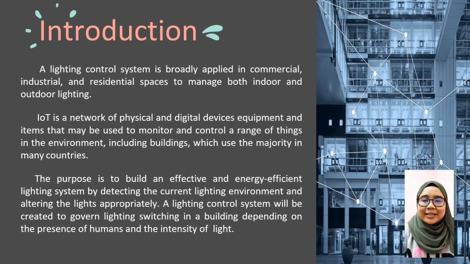For the introduction, a lighting control system is broadly applied in commercial, industrial, and residential space to manage both indoor and outdoor lighting. IoT is the Internet of Things. It's a network of physical and digital devices, equipment and items that may be used to monitor and control a range of things in the environment, including buildings, which use the majority of energy in many countries.